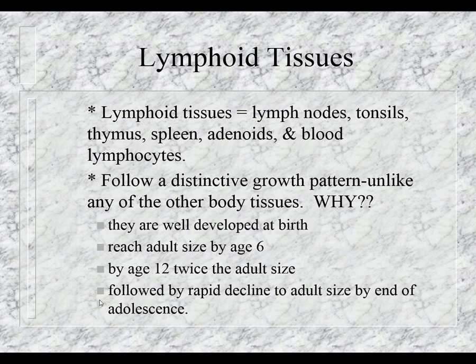They are well developed at birth. They reach adult size already by age 6. So by age 6, they're at 100%. By age 12, they're almost twice the size of the adult. There's a good photo, if you want to look at it, on page 67 in your book that goes over this. And then it's followed by a very rapid decline to adult size by the end of adolescence. So by the end of adolescence, you've been exposed to a lot of stuff, but then it goes back down to normal adult size.